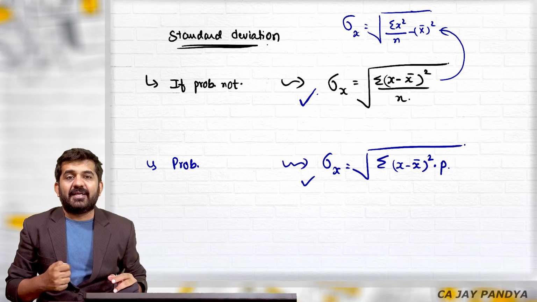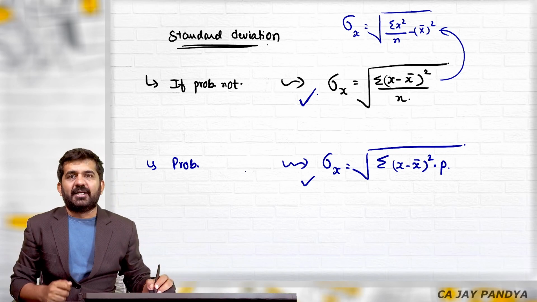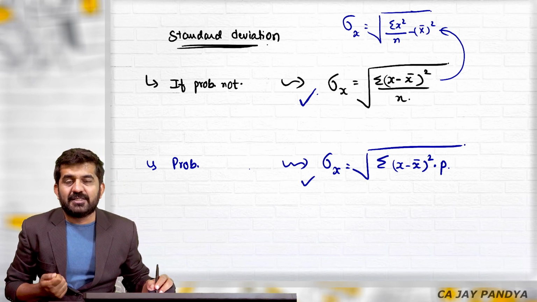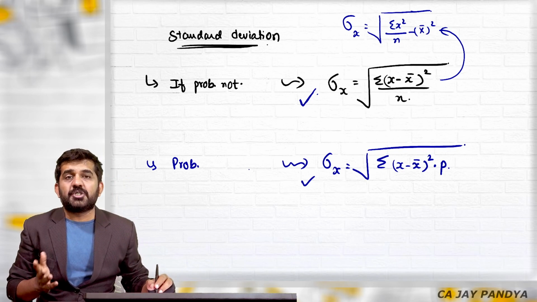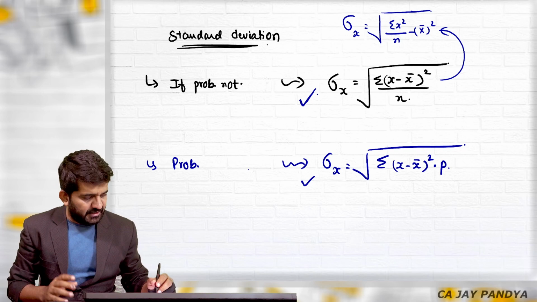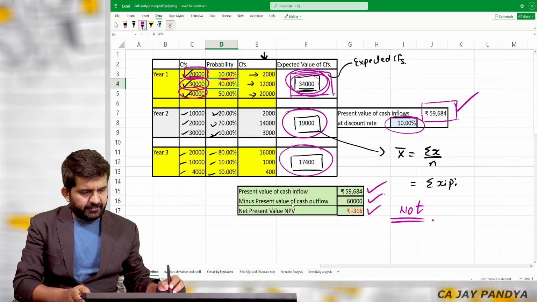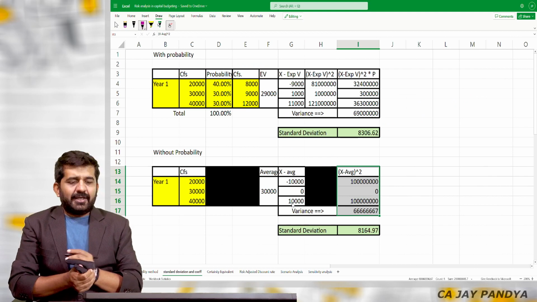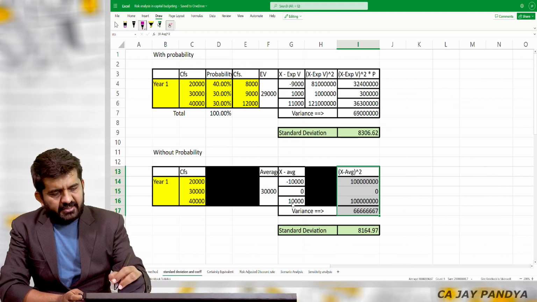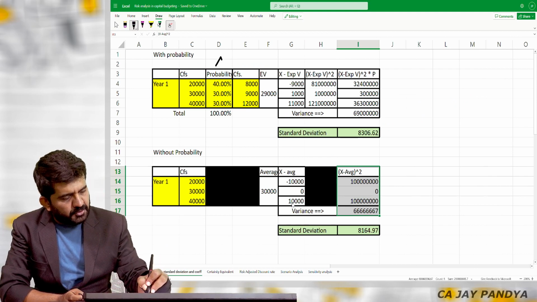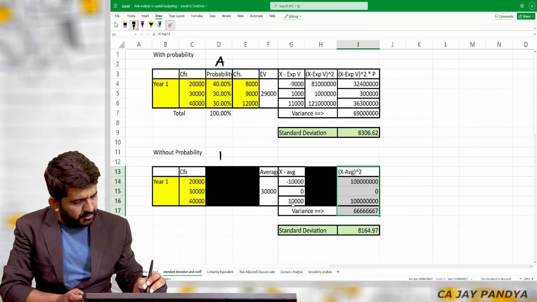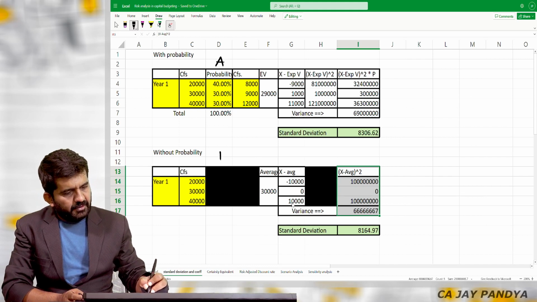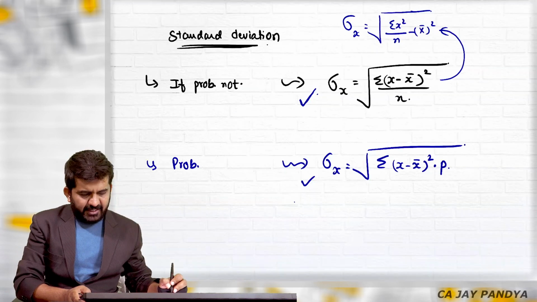We will be taking this idea of probability, find out answer and decide which project is more risky. Try to concentrate. There are two projects, say project A and project B. This is project A. There are two projects, project A and project B.